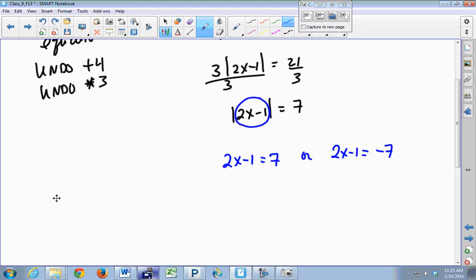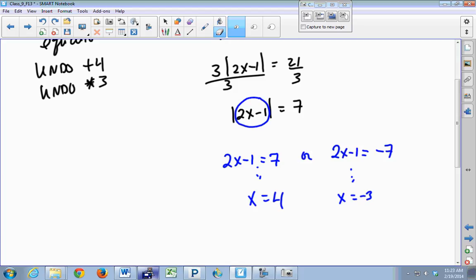Now I have 2 baby linear equations to solve, which are absolutely no problem. You'll get x equals 4 here, and x equals negative 4 there. Oh, negative 3. Okay. So you all know how to solve linear equations, and all you had to do was just isolate that and then separate your 2 equations. Any questions on this at all?